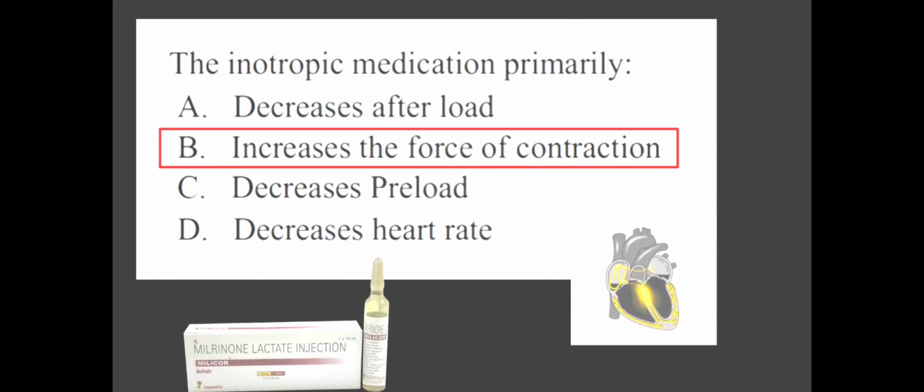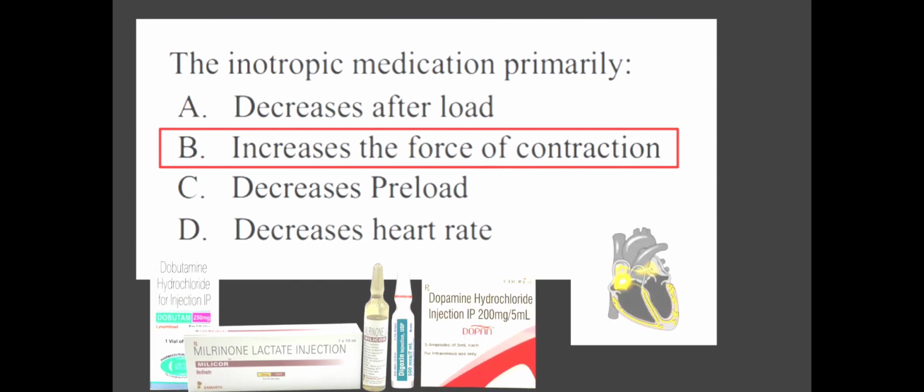Inotropic agents such as milrinone, digoxin, dopamine and dobutamine are used to increase the force of cardiac contractions.